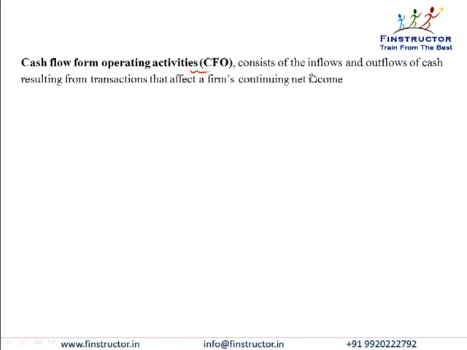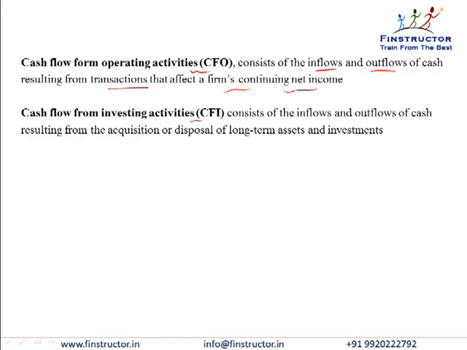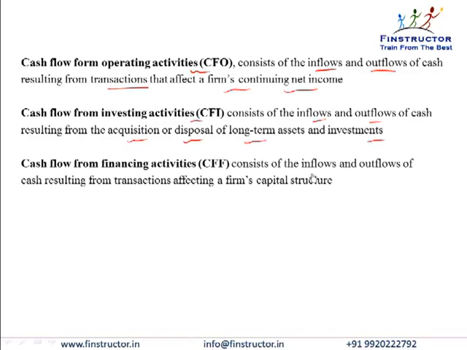So cash flow from operating activities are cash inflows and outflows from the day-to-day operations of the business. So these are transactions that essentially affect a firm's continuing net income. Cash flow from investing activities, as the name suggests, comes from investment operations, that is the inflows or outflows resulting from the acquisition or disposal of long-term assets and investments. Cash flow from financing are the inflows and outflows resulting from transactions that affect a firm's capital structure, that is the firm's debt or equity. So an increase in debt would be a cash inflow from debt. An increase in equity would be a cash inflow from equity, and vice versa.